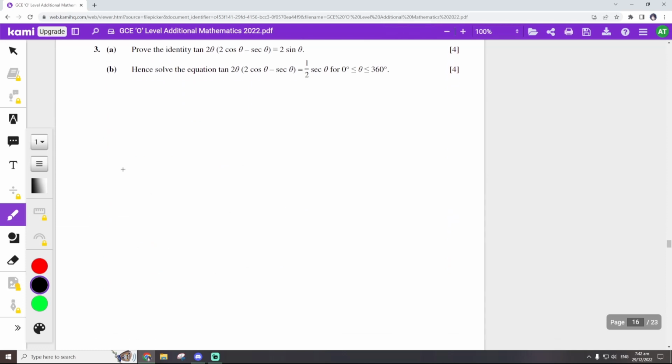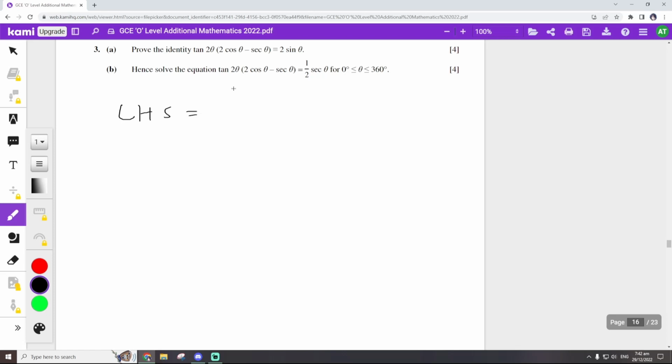Question 3. Okay, my students told me they couldn't do the trigo proof. Let's have a look. Prove the following identity: tangent 2 theta times (2 cosine theta minus secant theta) is 2 sine theta. Okay, so of course we start from the more complicated side, the left hand side, right?